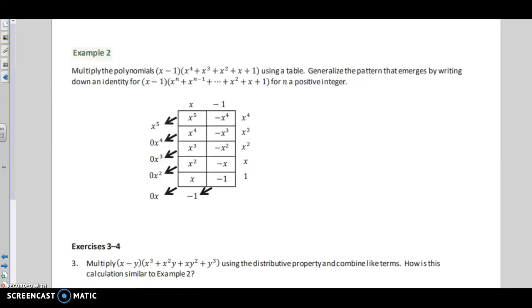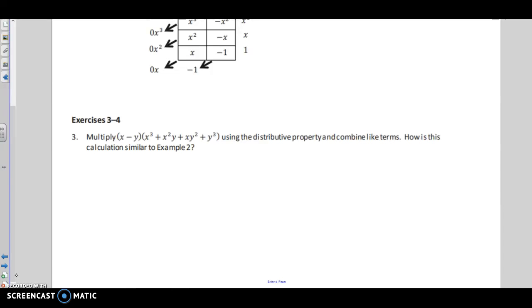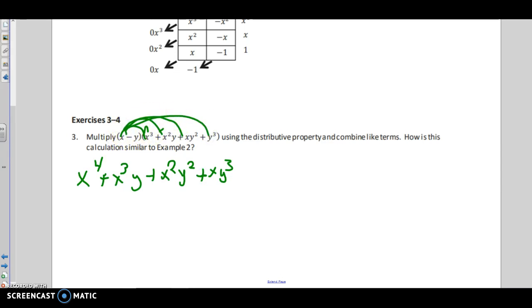So finally, this allows us to kind of generalize patterns. And I want you to do this using the distributive property and combining like terms. So in exercise 3, I would have my x's first, so x to the fourth plus x cubed y plus x squared y squared plus xy cubed. That's multiplying x by everything, and then multiplying negative y by everything.